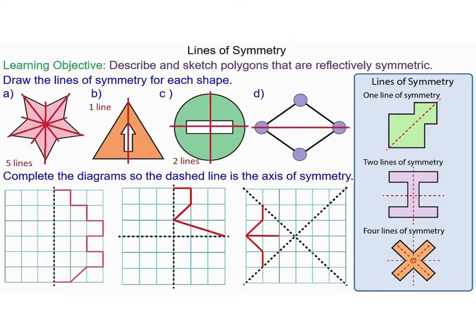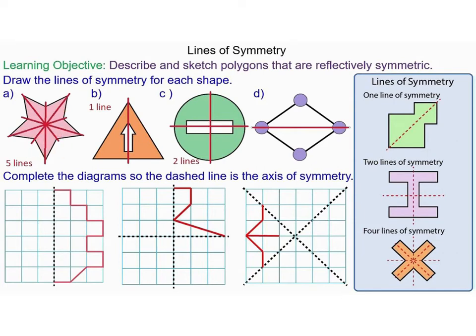So let's take a look and do some practice a little bit here. Of course, our objective is to try to sketch some polygons that are reflectively symmetric as we take a look at the directions up here at the top. Draw lines of symmetry for each shape. And so if we take a look at some examples here, we have a star. And all of these lines are lines of symmetry for this particular star. So if we were able to pick up that star and fold on each one of those lines, then this whole side would line up with that side.